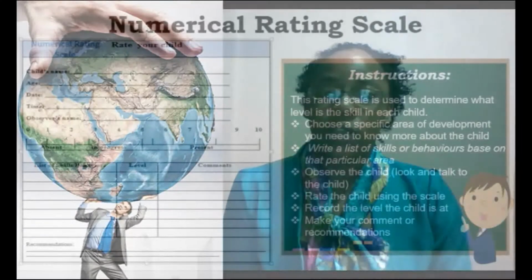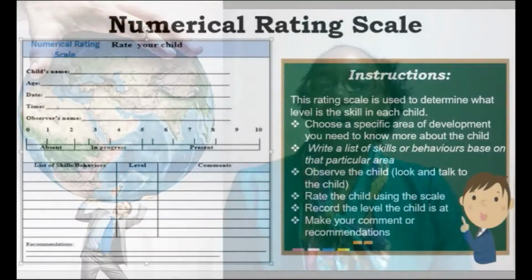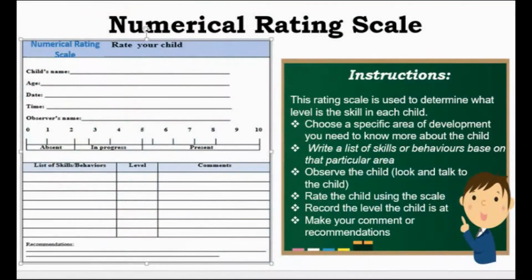Then we are going to select a specific area in which we want to observe this child. We can select a skill, a behavior from her developmental domains. Under the list of skills, we are going to list a number of things that we are expecting this child to have been performing. We are then going to observe the child in our natural environment, whether we look at the child playing or we talk to the child. What information we need to gain will determine how we are going to observe the child.